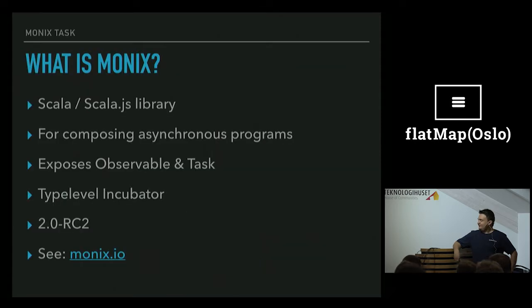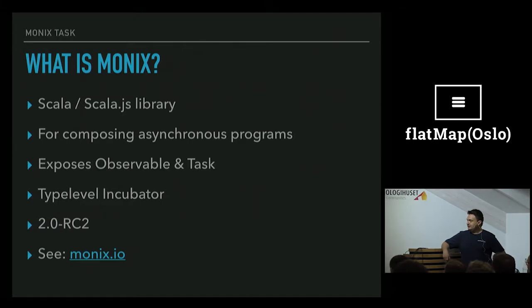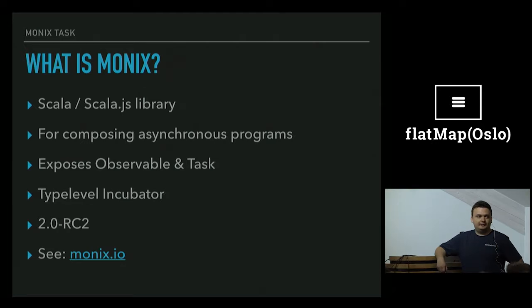So I've been working on Monix for some time in parallel with the project we've been working on at work. It's a project that evolved based on current needs that we have. I consider it a library for composing asynchronous programs, and what it does, it exposes, first of all, the observable pattern imported from Rx.NET and RxJava, but with the Scala taste. I consider it idiomatic, although that's subjective.